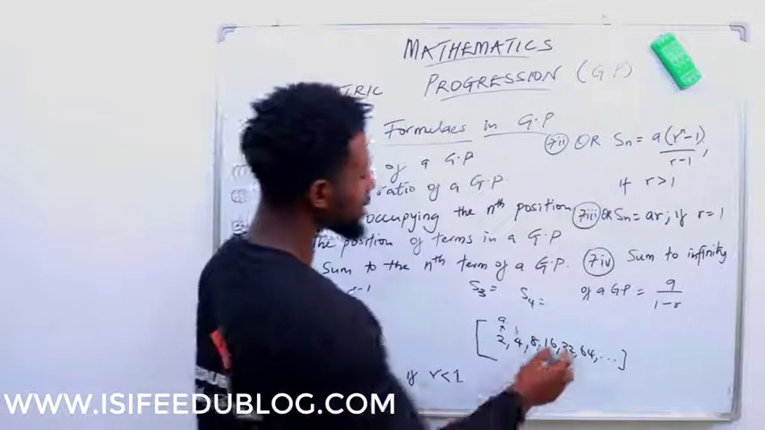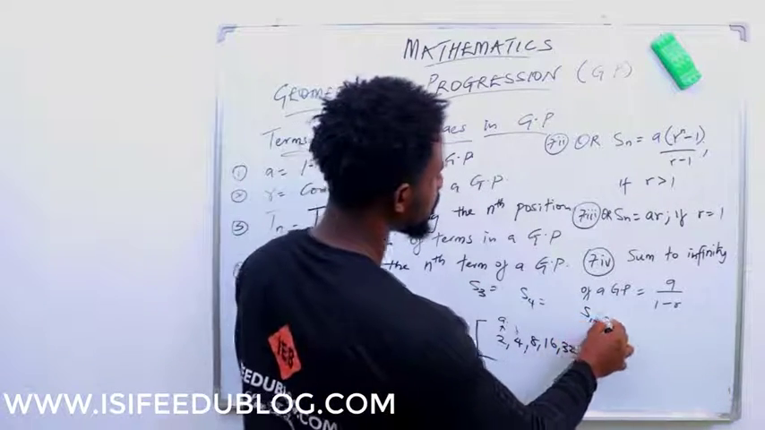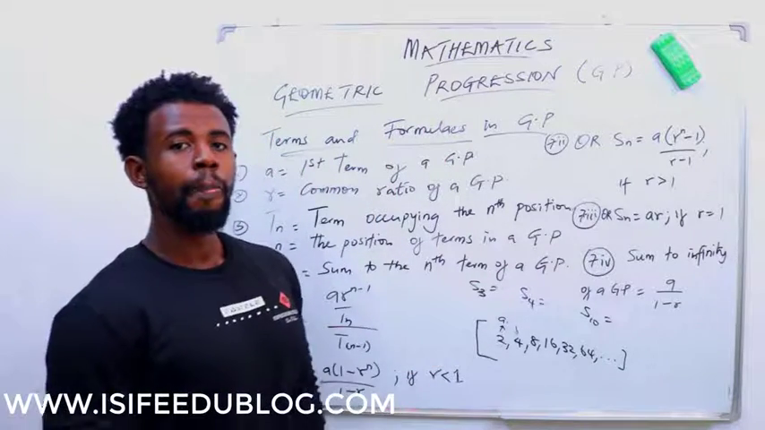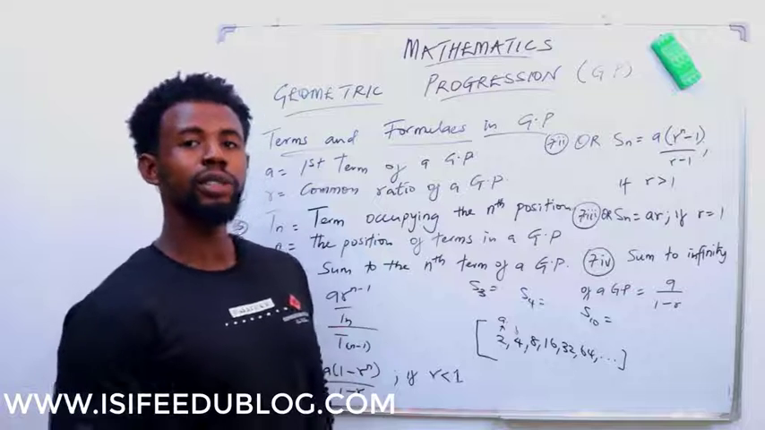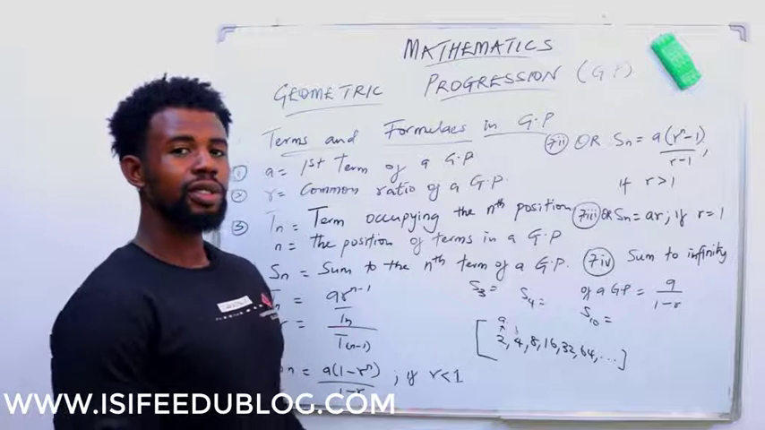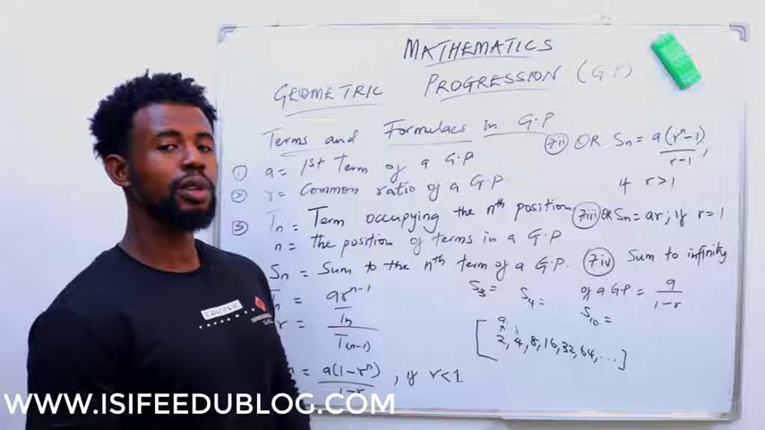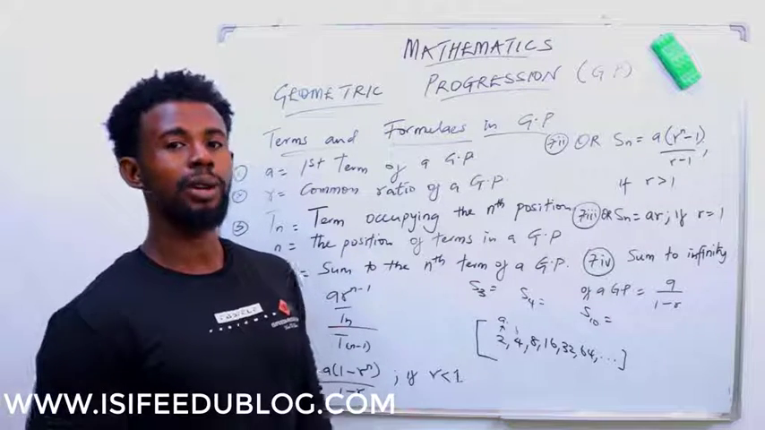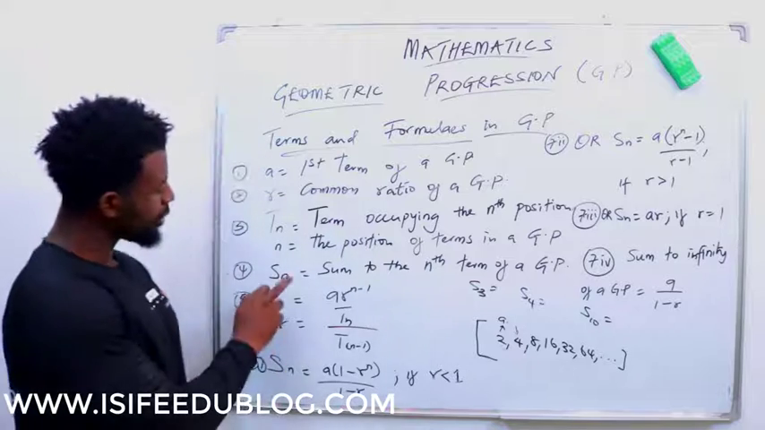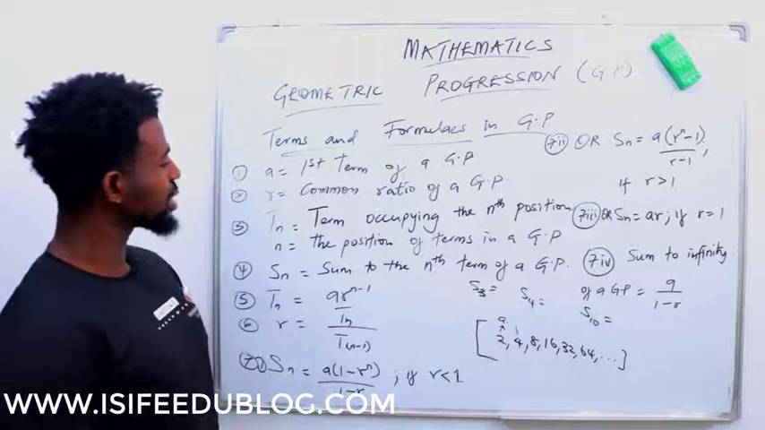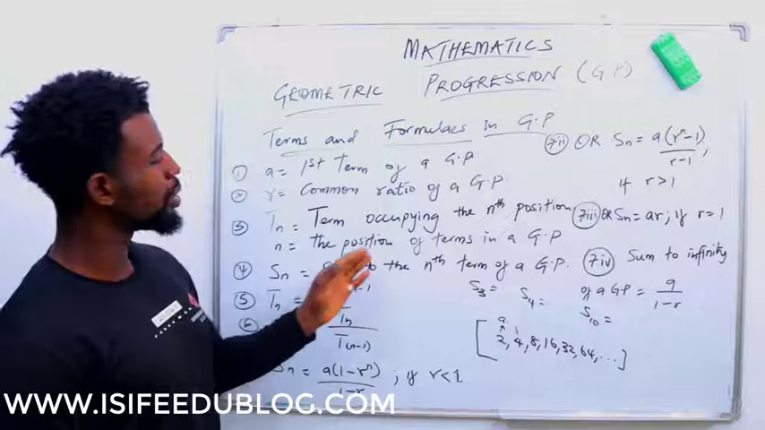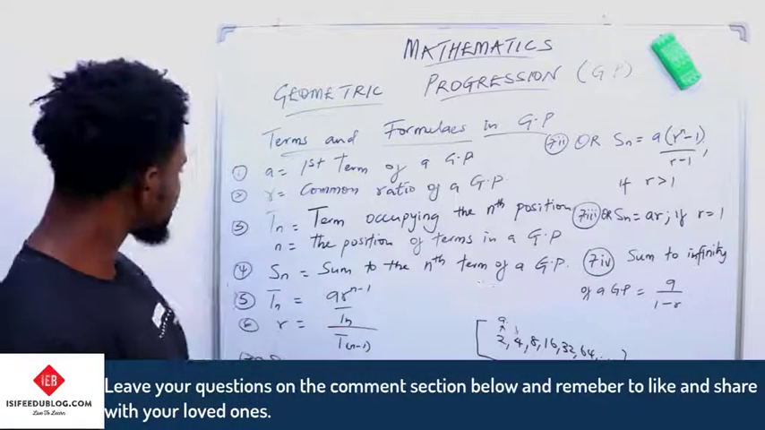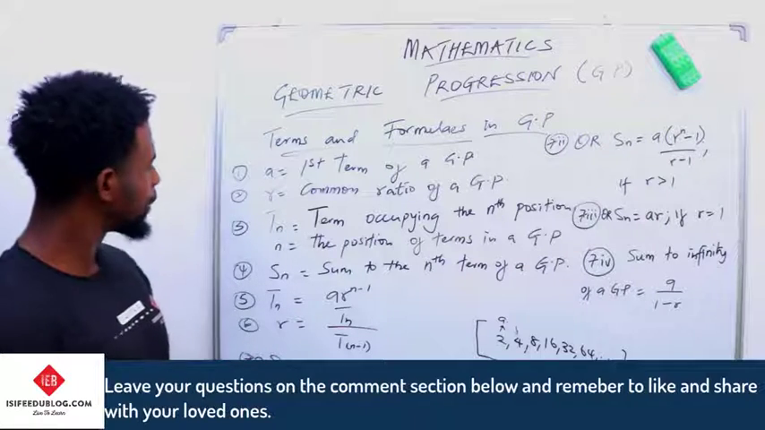If you have something like S10, S10 simply means to find the sum to the 10th term of the GP. So it is the first plus second plus third plus fourth plus fifth plus sixth plus seventh plus eighth plus ninth plus the 10th term, and so on and so forth. So wherever you see Sn in a GP, it denotes the sum to the nth term of that particular geometric progression.